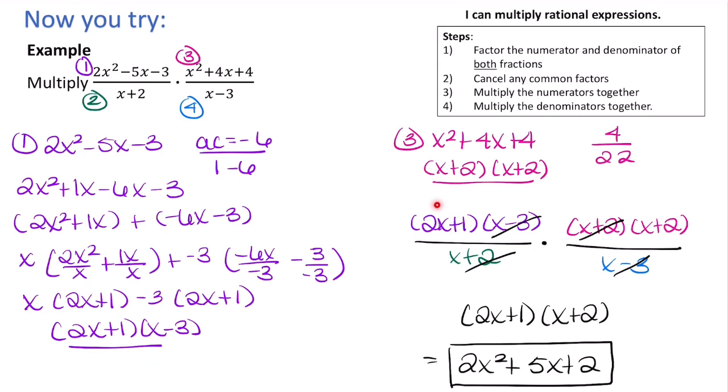Here I've written out the original expression with all the fully factored forms, and you can see x minus 3 times x minus 3 will cancel, and x plus 2 and x plus 2 will cancel. All we're left with in the numerator is 2x plus 1 times x plus 2. Basically this is like 2x plus 1 times x plus 2 over 1, but we don't need to write it as a fraction. It's just going to look like this in factored form, and if you multiply these together using FOIL, you get 2x squared plus 5x plus 2.